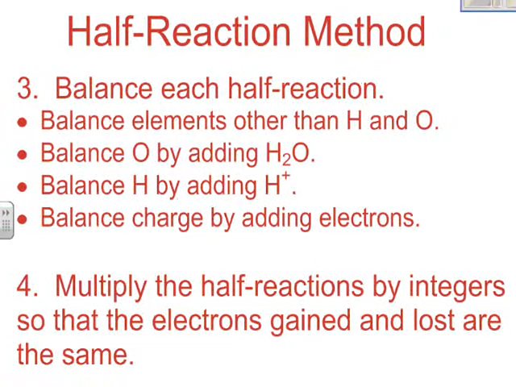Now when we do this, there are some sub-steps we have to go through. First, we're going to balance the elements other than hydrogen and oxygen. We're going to balance oxygen by adding water to the side that we need the oxygen on. We're going to balance hydrogens by adding H plus to the side that needs the hydrogen. And we're going to balance the charge at the end by adding electrons.